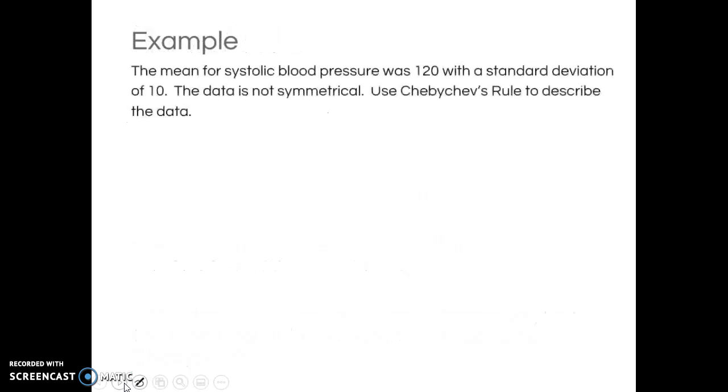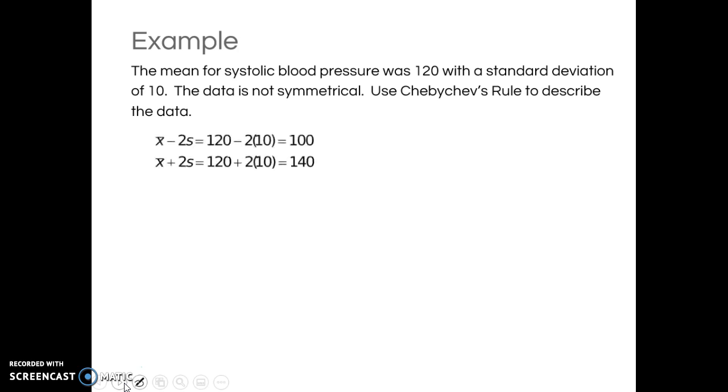So here's an example. The mean for systolic blood pressure was 120 with a standard deviation of 10. The data is not symmetrical. Use Chebyshev's rule to describe the data. So basically you're going to end up with 2 statements. The first statement is going to say at least 75% of the data falls between and give those 2 boundaries, and then at least 89% of the data is going to fall between and give those 2 boundaries.